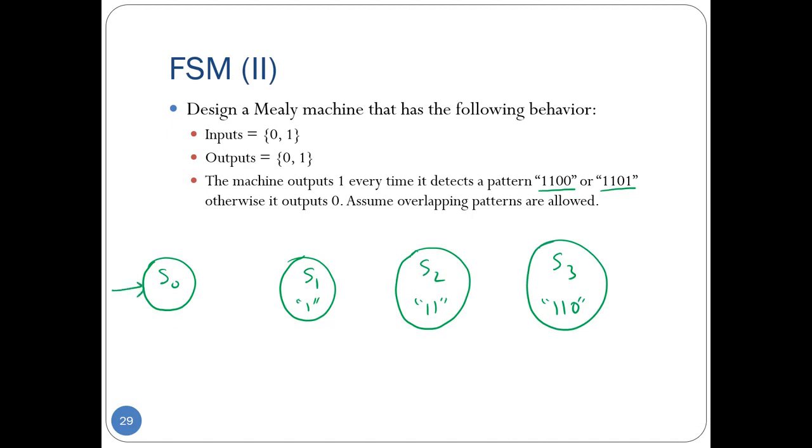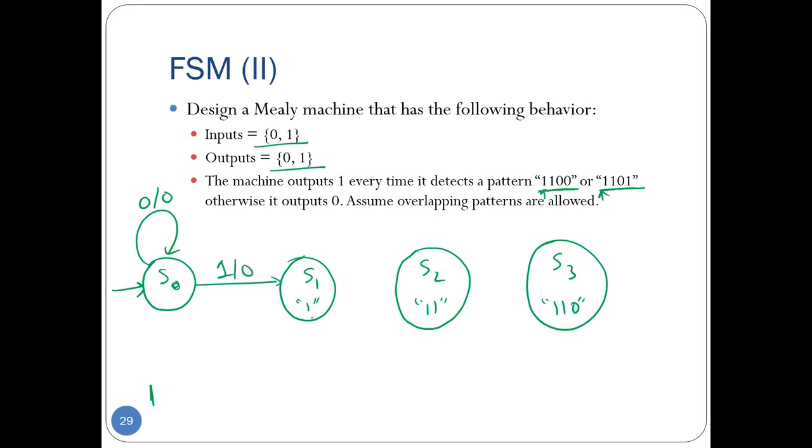Let's now see what happens when we get 0 or 1 in each of these states. The alphabets for input and output are just 0 and 1. So at S0, if we get a 0, you see 0 is not a prefix in either of the two patterns we're looking for. So you stay here and keep outputting a 0. You'll output a 1 only when you see either 1100 or 1101. Now at S0, if you get a 1, this 1 could be the first 1 in the two patterns that we are interested in, so we transition to S1 and output a 0.